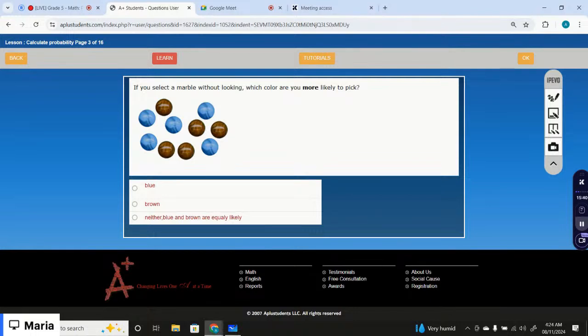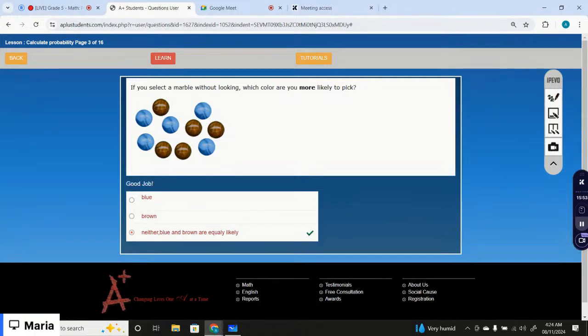The correct option is neither. Blue and brown are equally likely because you have the same number of blue and brown marbles. The correct option is neither. Blue and brown are equally likely.